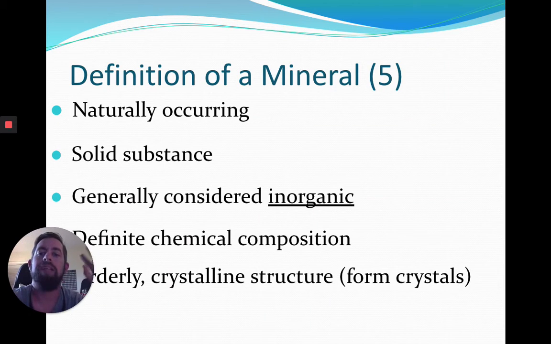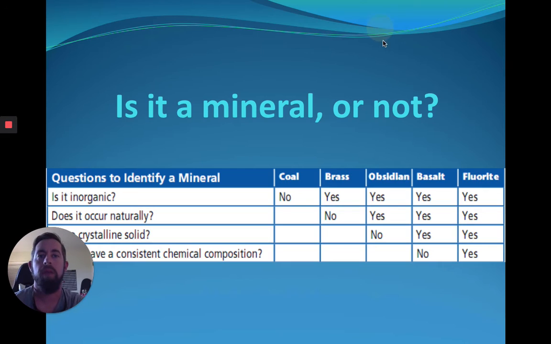Last but not least, they have an orderly crystalline structure. They form crystals. Now, some don't look like crystals that we know, like the ones that are really shiny and look really cool, like quartz and stuff like that. But some of them aren't. Some of them are dull and flat and they break apart, but if you zoomed in on them with a microscope, they would still have this cool tetrahedral structure in there. All right?